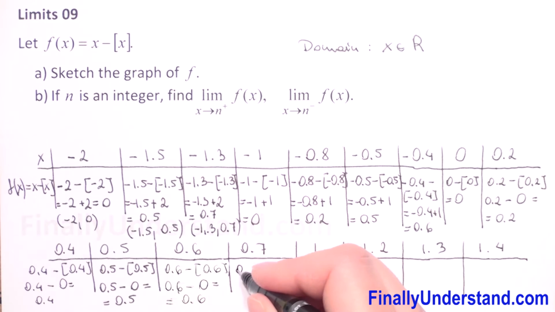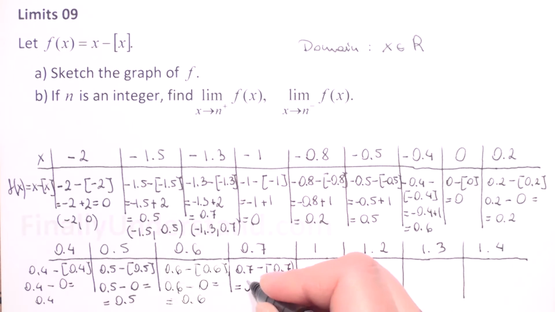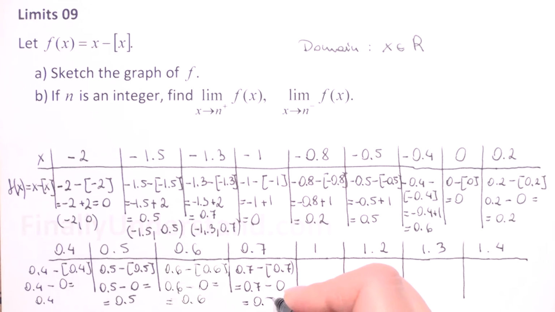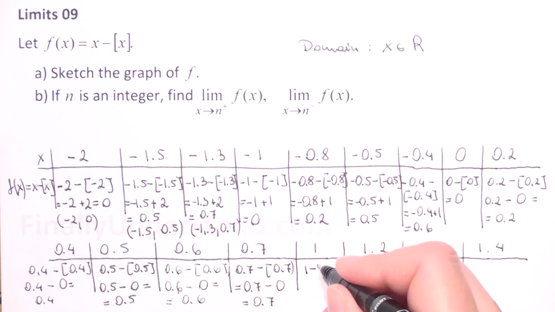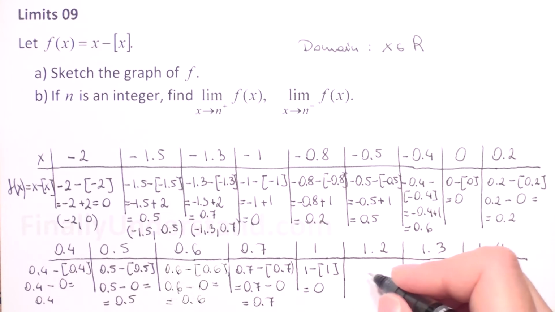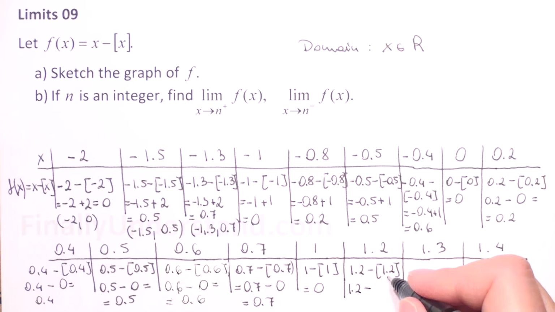0.6. Next we have 0.7 minus, in brackets, 0.7. This is equal to 0.7 minus the largest integer which is less than or equal to 0.7. So this will be 0. This is equal to 0.7. Now we have 1 minus, in brackets, 1. So 1 minus 1 will be 0. Now we have 1.2 minus, in brackets, 1.2. 1.2 minus the largest integer which is less than or equal to 1.2 is 1.